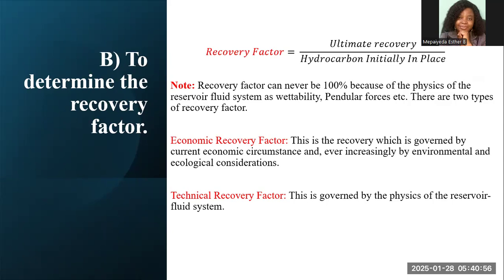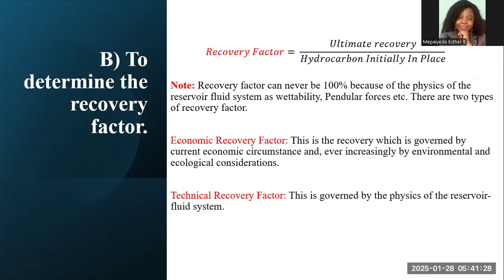And then as oil prices likewise improved, it became economical for you to recover oil or to produce your reservoir fluid. It must be governed by the current economic circumstance. You don't want the company you're working for to go bankrupt. You want them to make profits. For every company, profit is a major issue. Profit is the focus, to make profit.